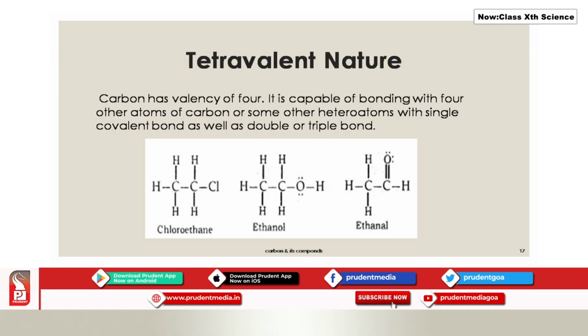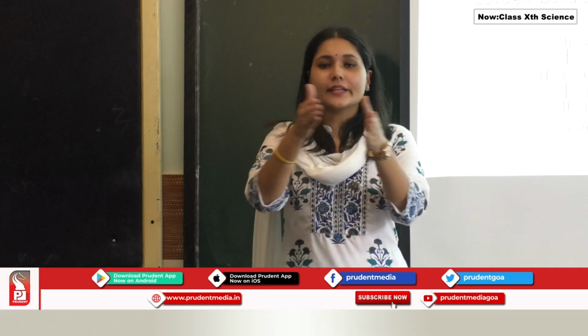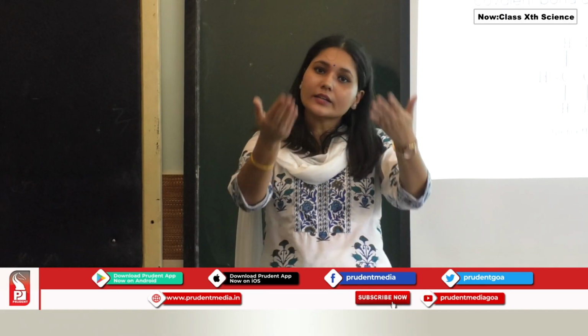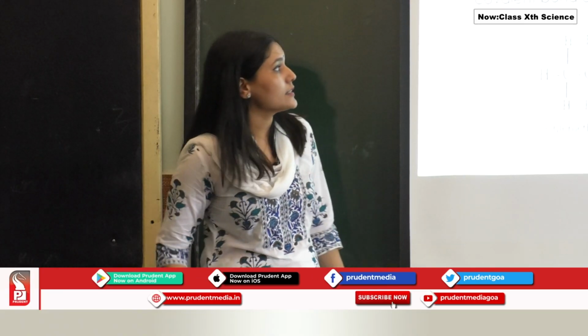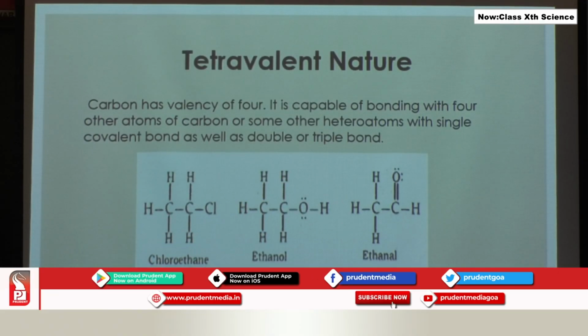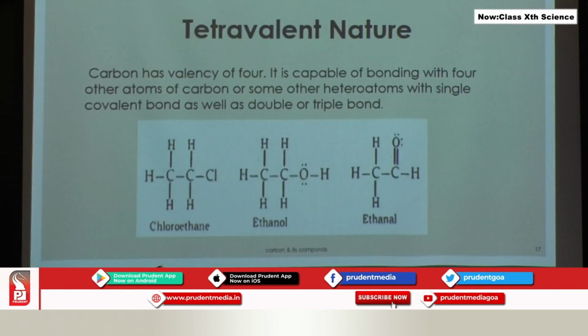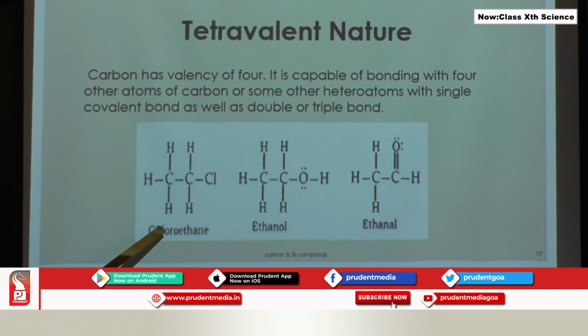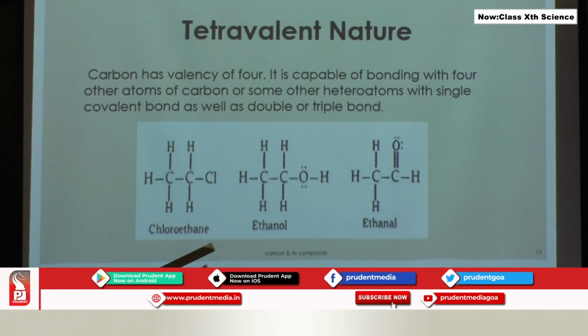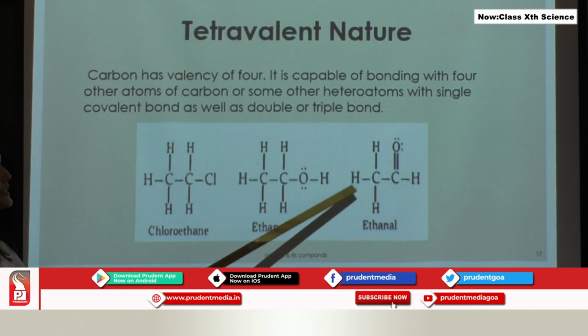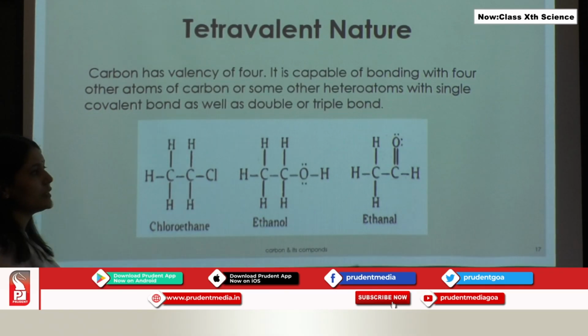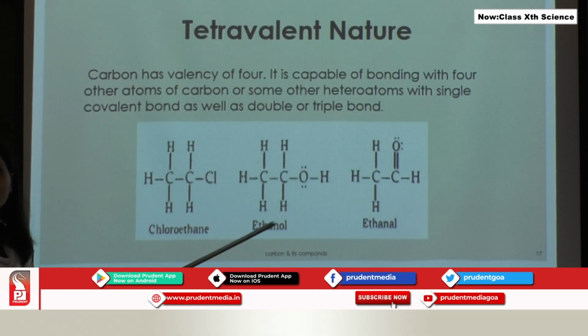It is capable of bonding with 4 other atoms of carbon or some other heteroatoms with single covalent bonds as well as double or triple bonds. So carbon will either link with itself or with other atoms. When I say other atoms, the term used is heteroatoms, and it is capable of forming single, double or triple bonds. Here are a few examples. This is chloroethane, all linked via single bonds. Then there is ethanol and then there is ethanal. If you look at the structure of ethanal, there is a double bond between carbon and oxygen.